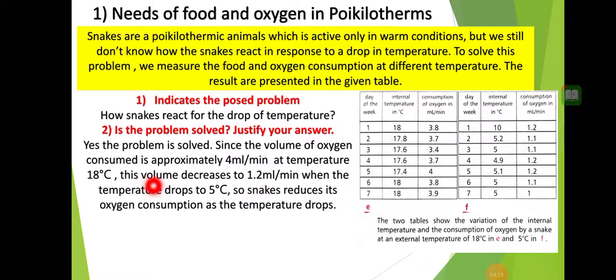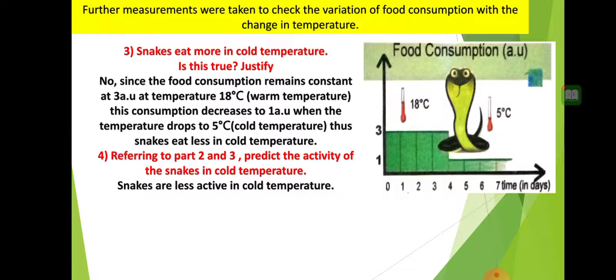So this volume decreased to 1.2 and 1.1 milliliters per minute, as you see here, when the temperature drops to 5. When the temperature was 5, the consumption of oxygen decreased to 1.2. So snakes reduce their oxygen consumption as the temperature drops.